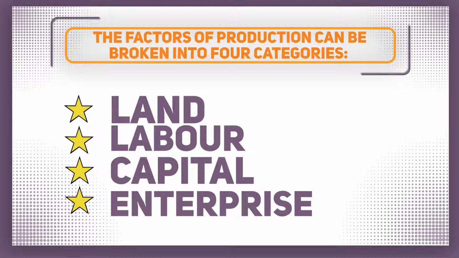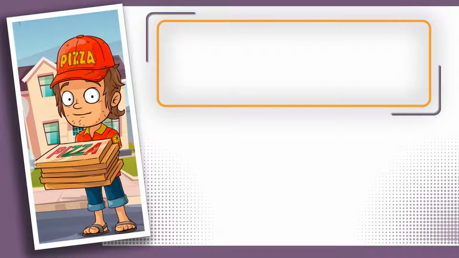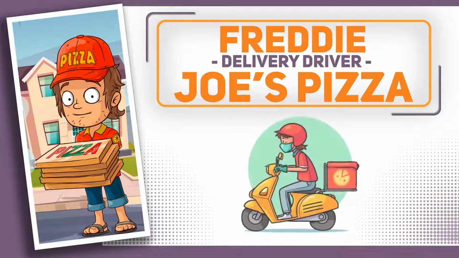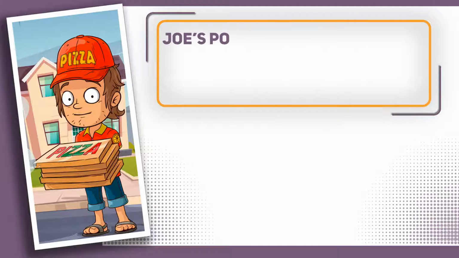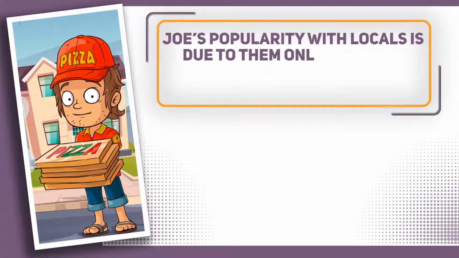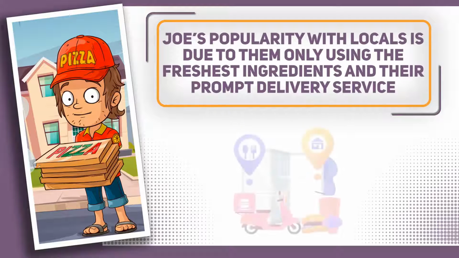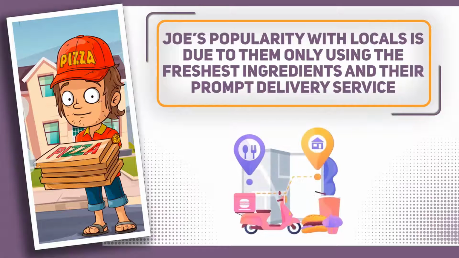Before we look at each of these important factors, let's introduce this video's main example. This is Freddie, who works at Joe's Pizza in Manchester. Joe's has been around for nearly 20 years, and Freddie has been delivering pizzas to their customers for the past 6 months. Joe's popularity with locals is due to them only using the freshest ingredients and their prompt delivery service. They are considered one of the best pizza places in the city and successfully compete with some of the other major players, such as Domino's and Papa John's.